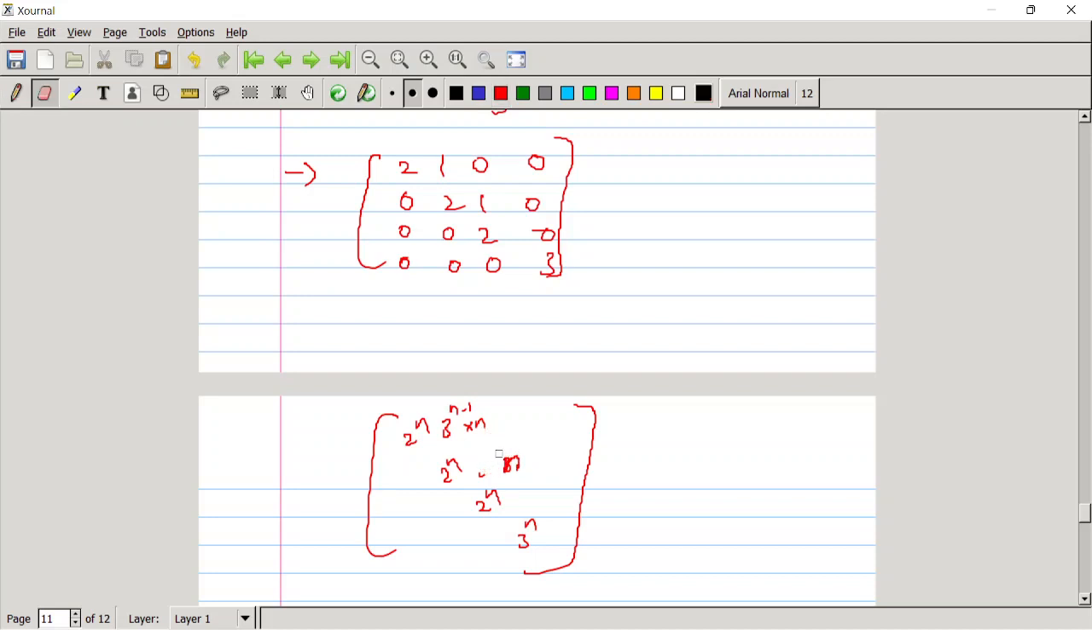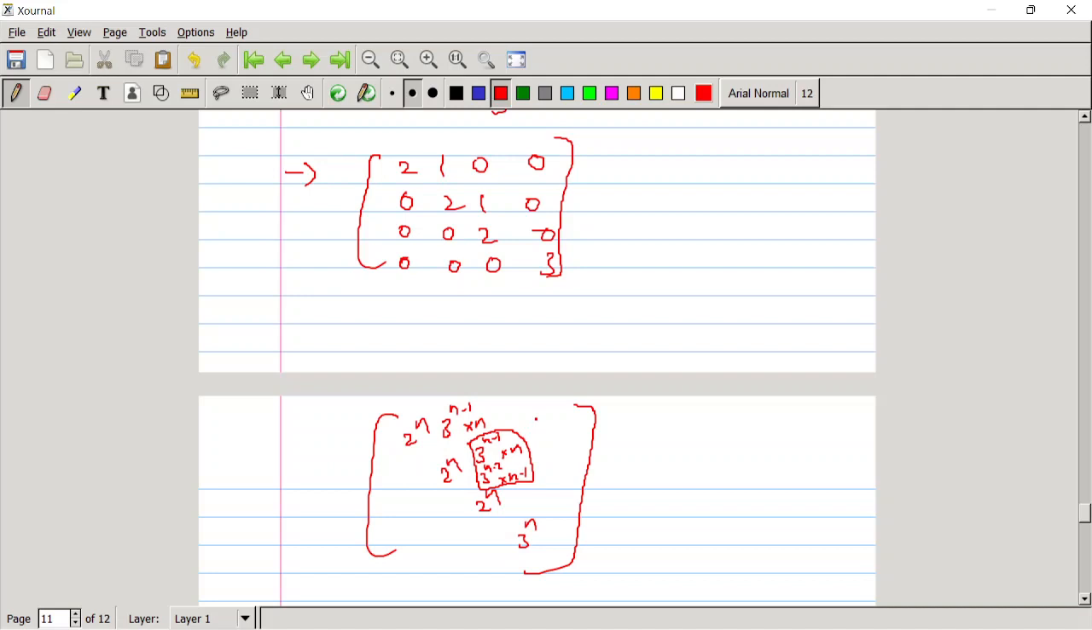You just check whether there can be two possibilities here. I am not sure. If you calculate A square, A cube for this matrix, we will get some idea. Here either it can be 3 power n minus 1 into n, or 3 power n minus 2 into n minus 1. Any one of these can be possible. You just calculate and observe.